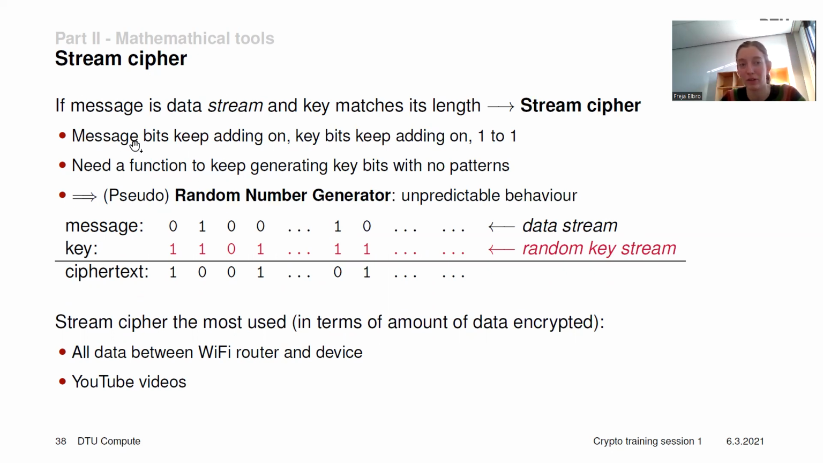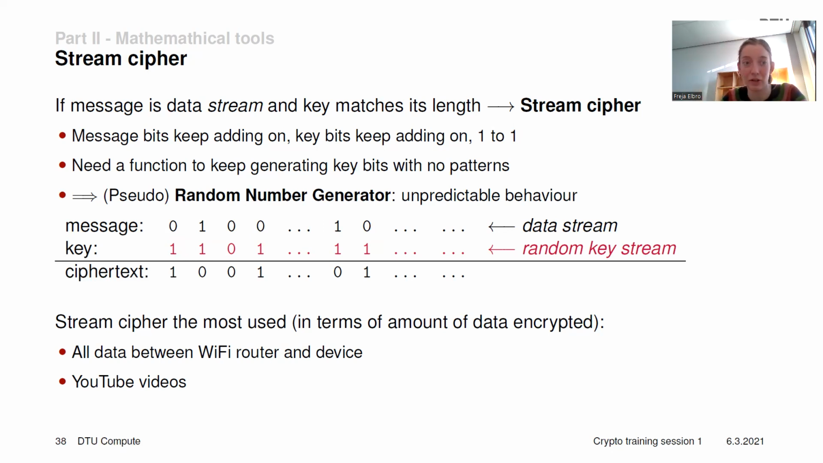So you need a function. The message keeps adding on, key bits keep adding on, so we need a function to keep generating key bits with no pattern. We need what's called a pseudo random number generator. That's a function that generates numbers that look random. Say that this is the message, then this is the key, and the key you can generate as long as you want with the pseudo random number generator. Then this down here is the ciphertext.